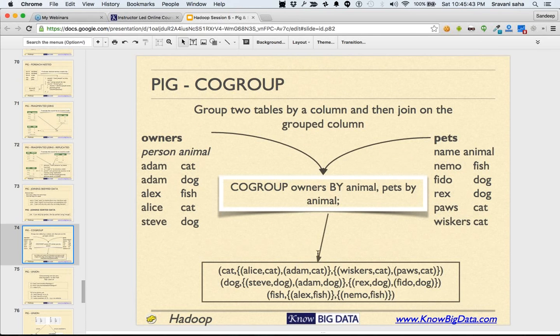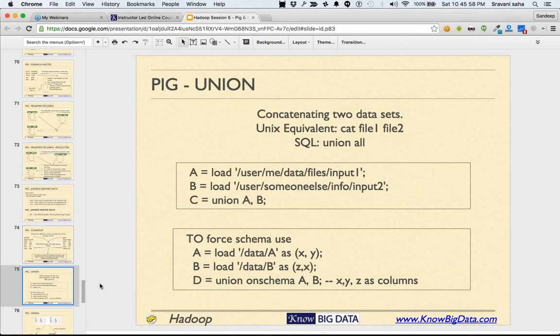If I have to do the same thing, I will first group both the data sets individually and then join them by saying merge, because my data will already be sorted because it has already gone through the map reduce phase.